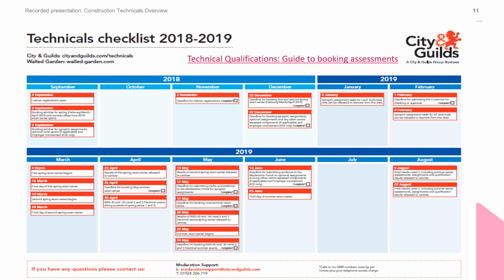So I mentioned earlier about this technical checklist. Now this is a really key and essential document. What it has is the key dates for the academic year 18-19, but also some other advice and guidance, and it's a very useful tracker for you to use throughout the year to make sure you're on plan and you're doing what you should be doing in order to fulfill the requirements of the technical qualification.